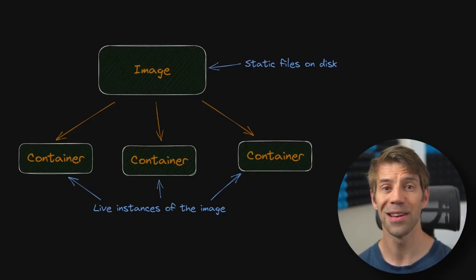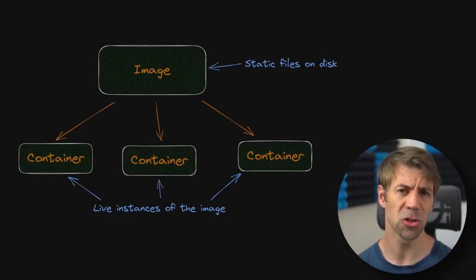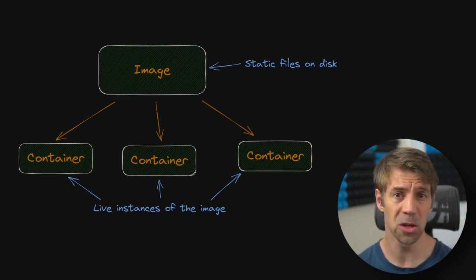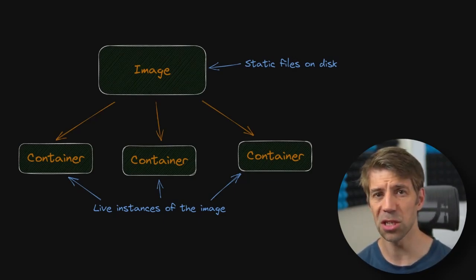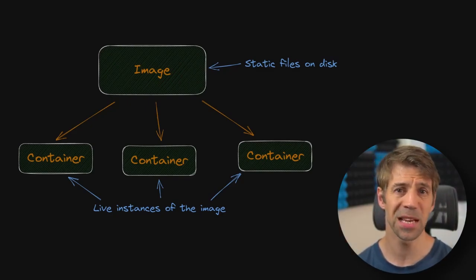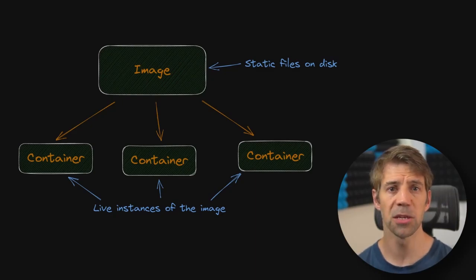Now let's have a look at where images fit into all this. With virtual machines, you can create a snapshot of a VM and have it as a backup and restore it. And that image is something that's static on disk. It's similar with Docker images, except here images are a bit more fundamental and used as part of your everyday workflow when using Docker. Basically, a container is an instance of an image.